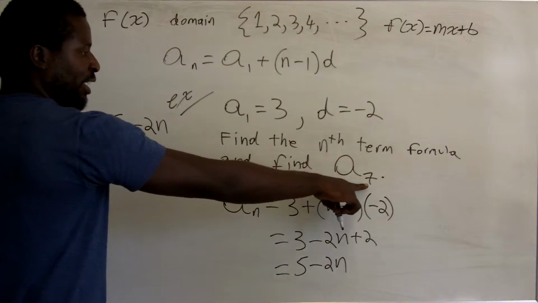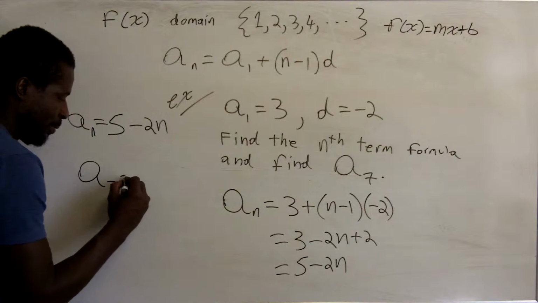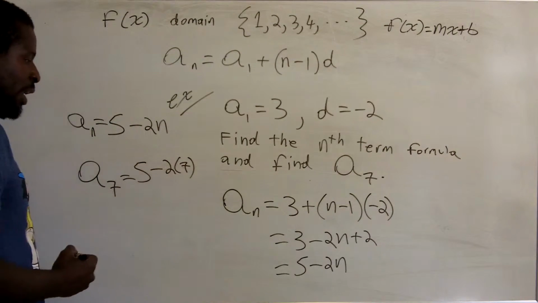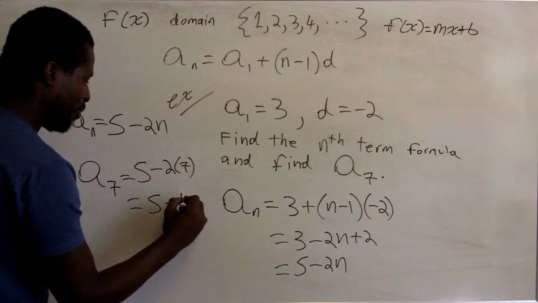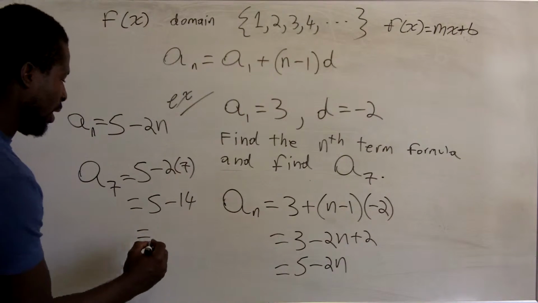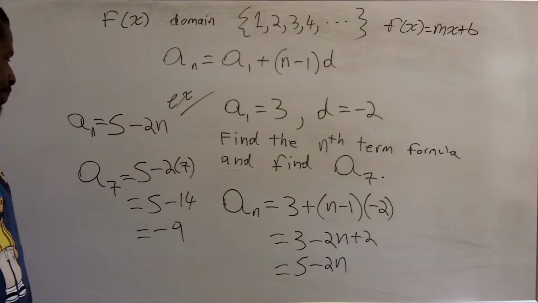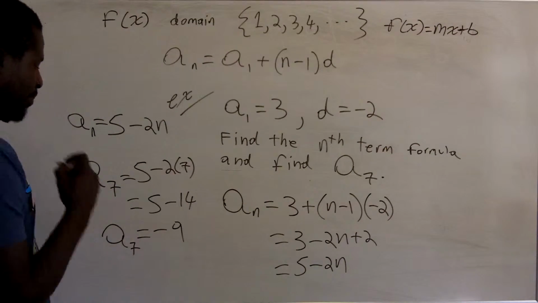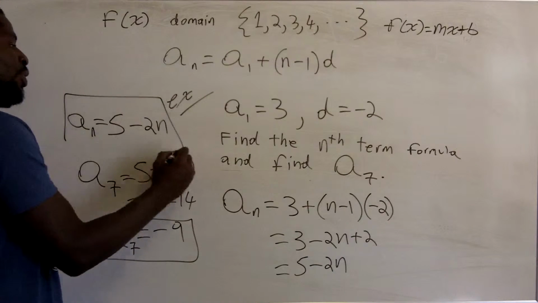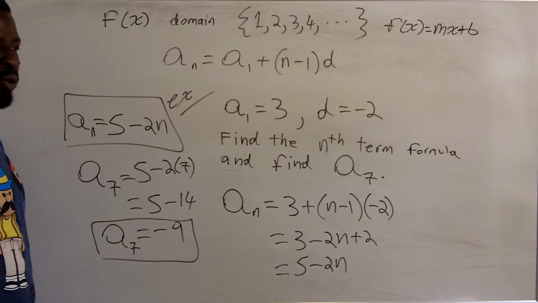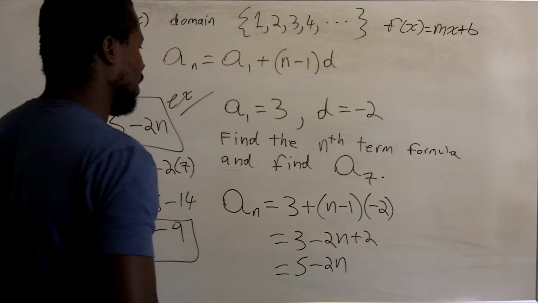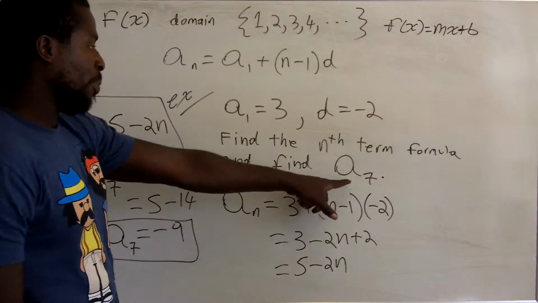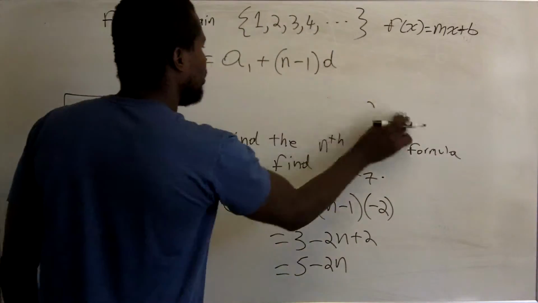And that means if I want to find the seventh term, A7, I just do 5 minus 2 times 7, and that gives me 5 minus 14, which is negative 9. All right, so the seventh term in this sequence is negative 9. And if you want to know any term, the nth term would be 5 minus 2 times whatever the value of n is. So that is an example of finding not only the nth term, given A1 and the common difference D, but also finding a particular value. Here's another example.